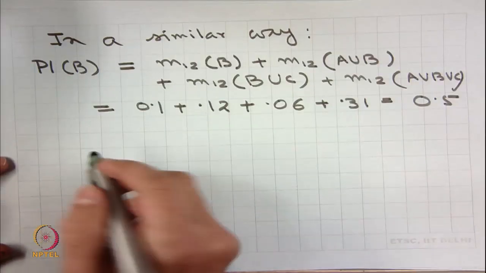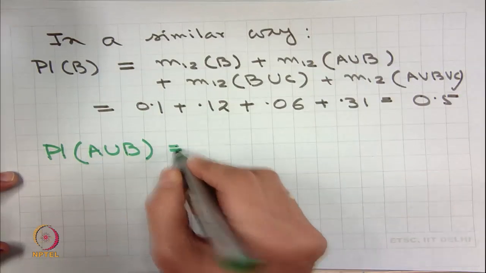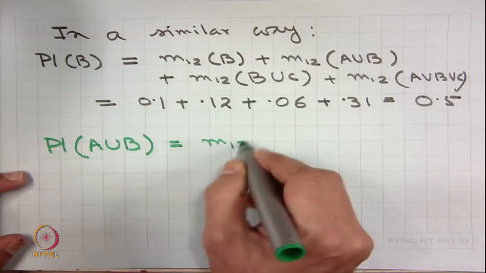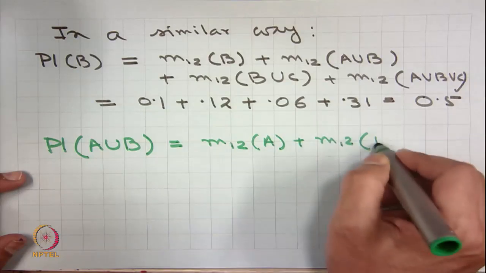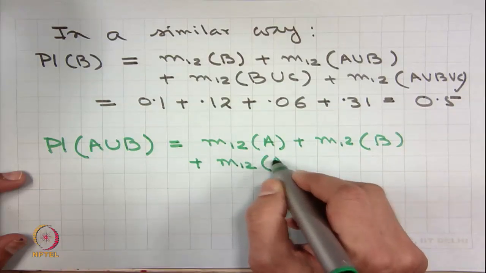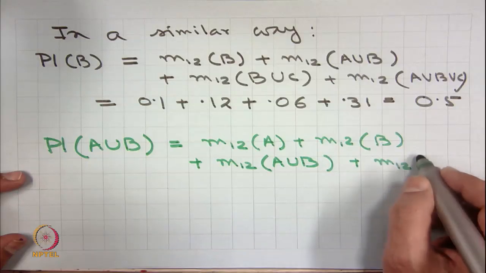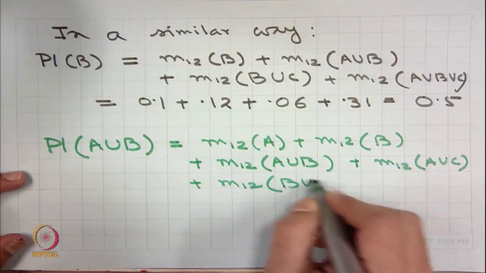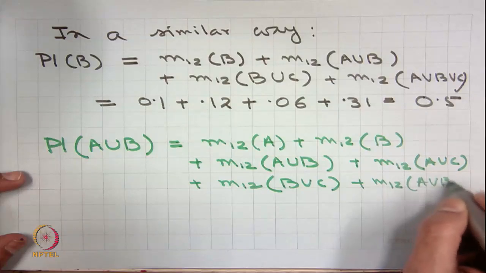Let me calculate one more for you. So, plausibility of A union B is equal to M12 of A plus M12 B plus M12 A union B plus M12 A union C plus M12 B union C plus M12 A union B union C.